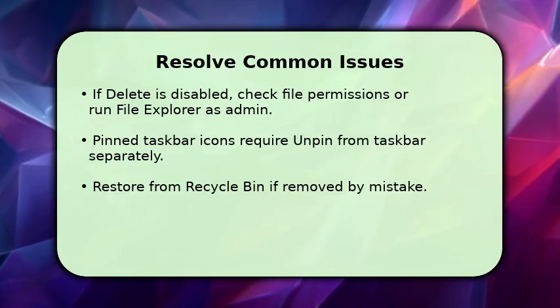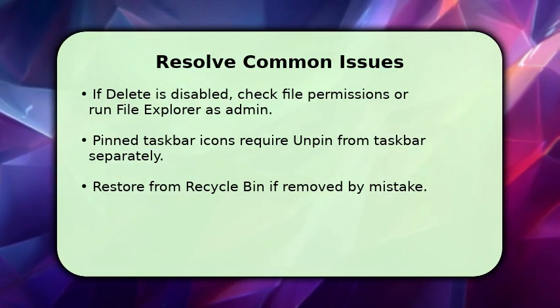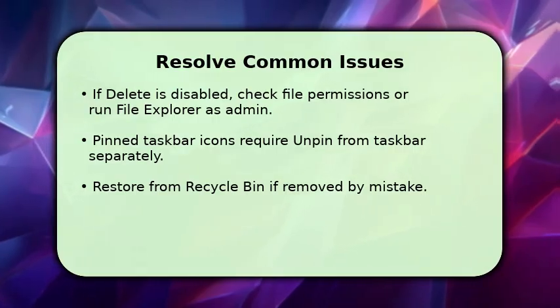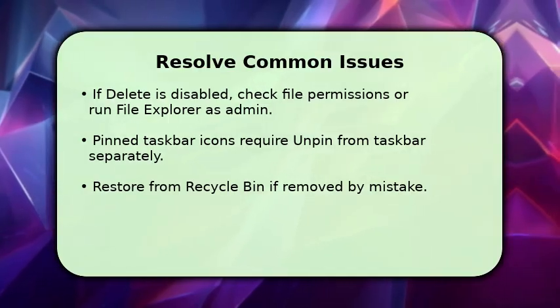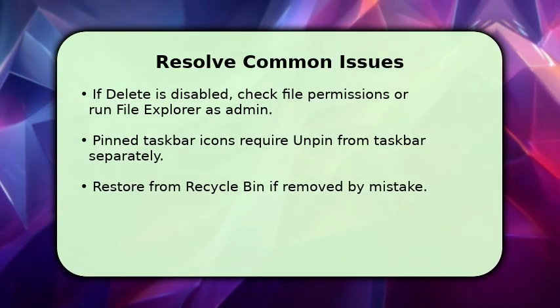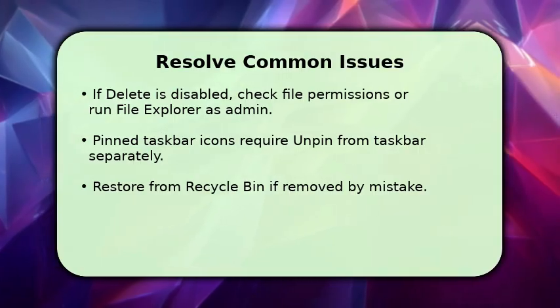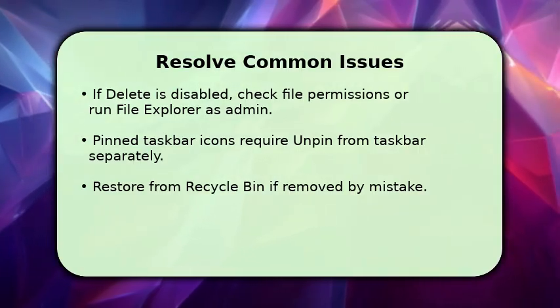If delete is grayed out, open File Explorer as administrator or change file permissions through properties so you can remove the file. Once done, unpin any taskbar icons separately with right-click Unpin from taskbar, because desktop deletion doesn't affect pins.